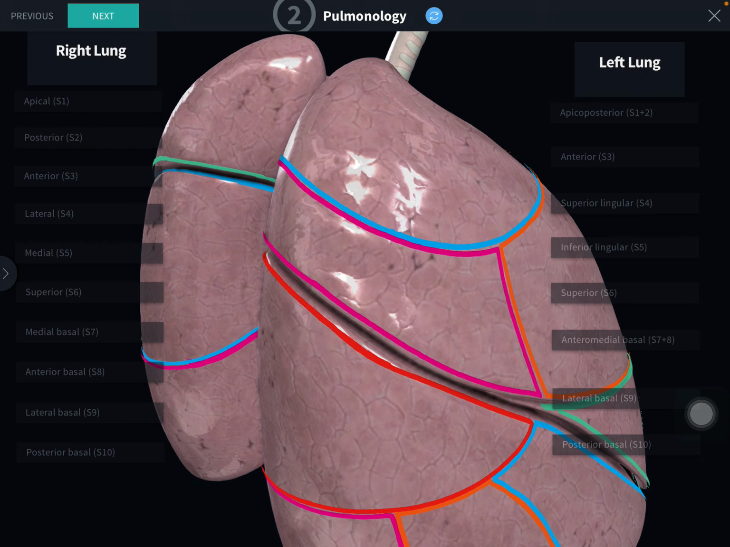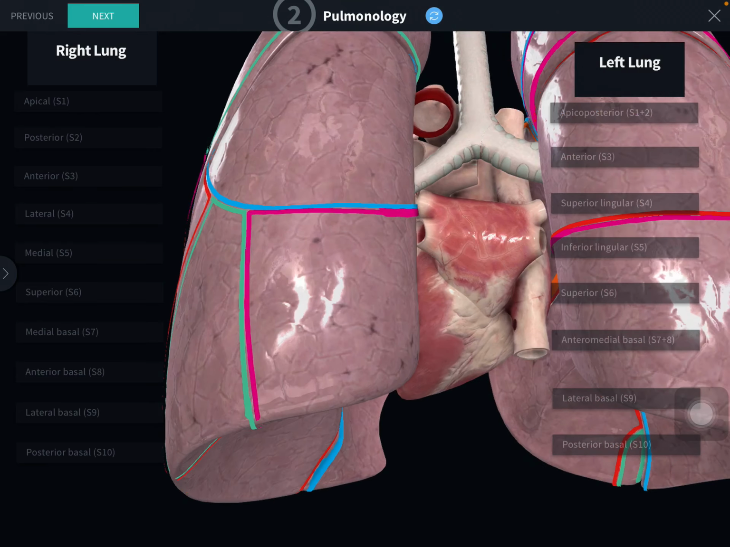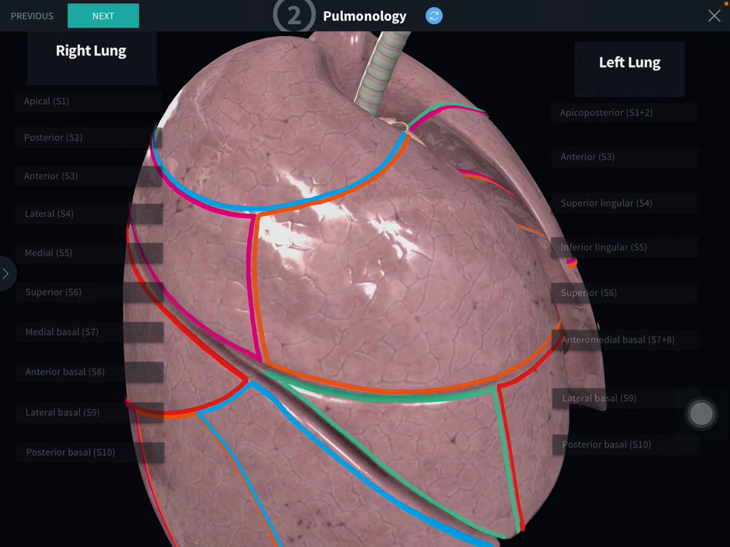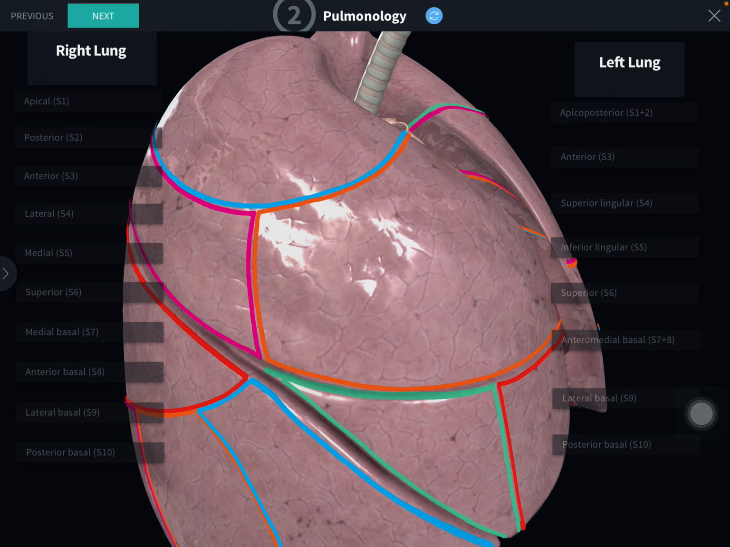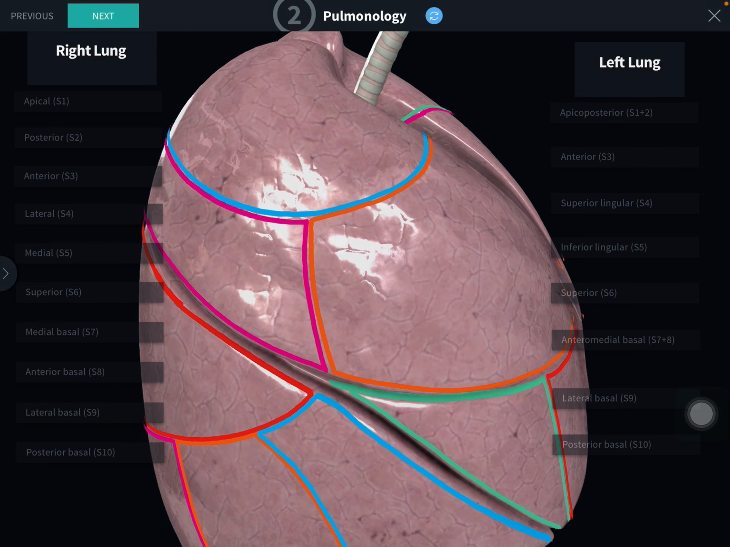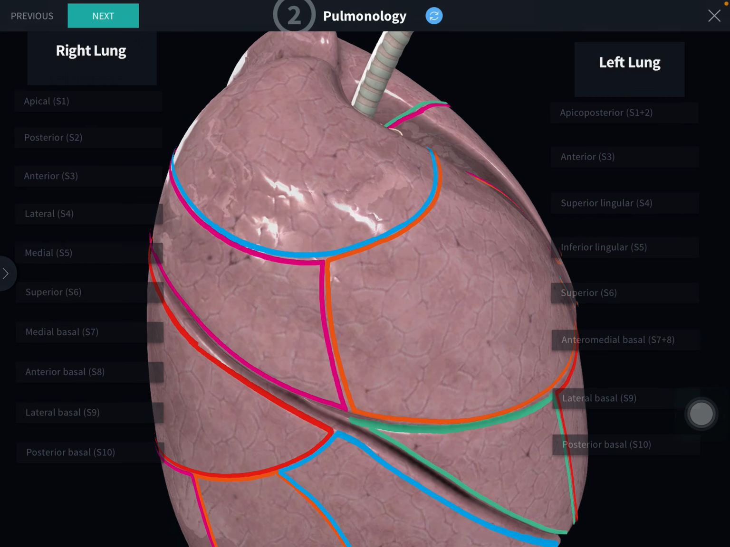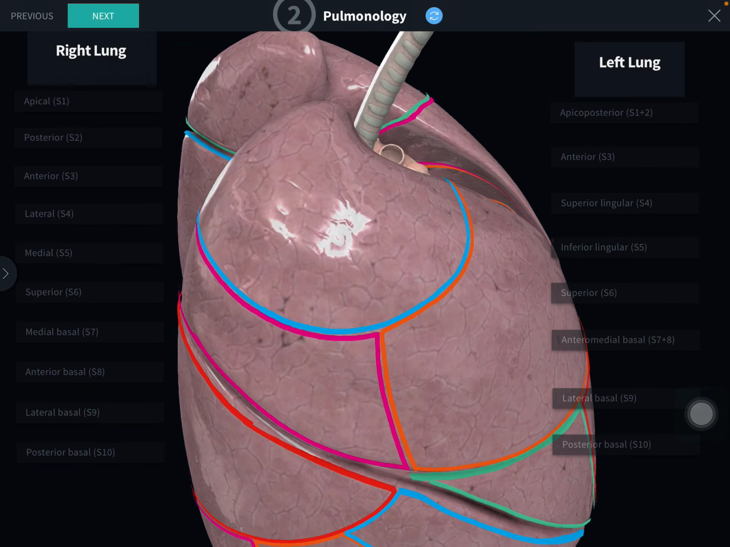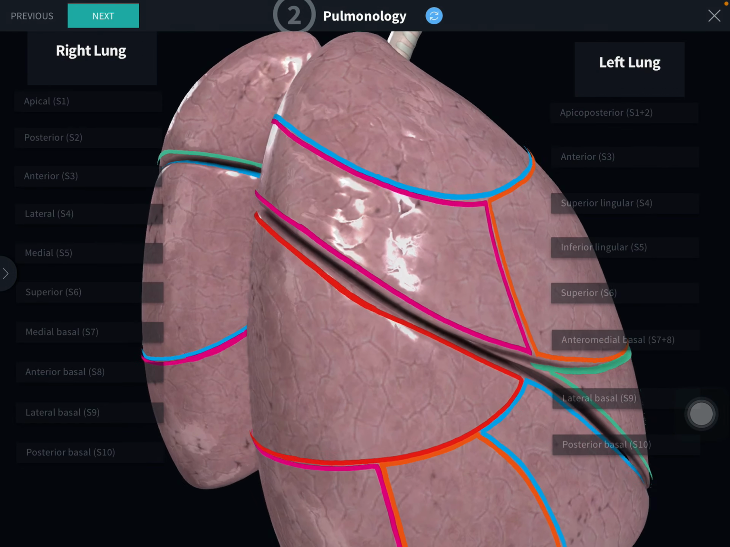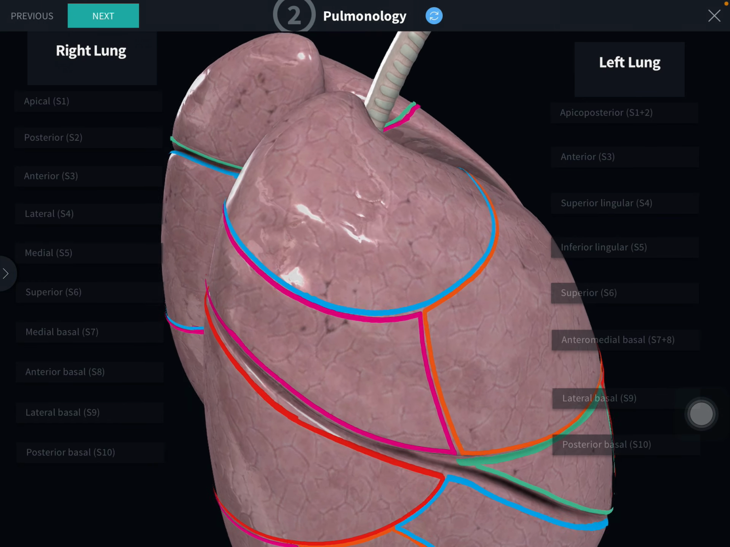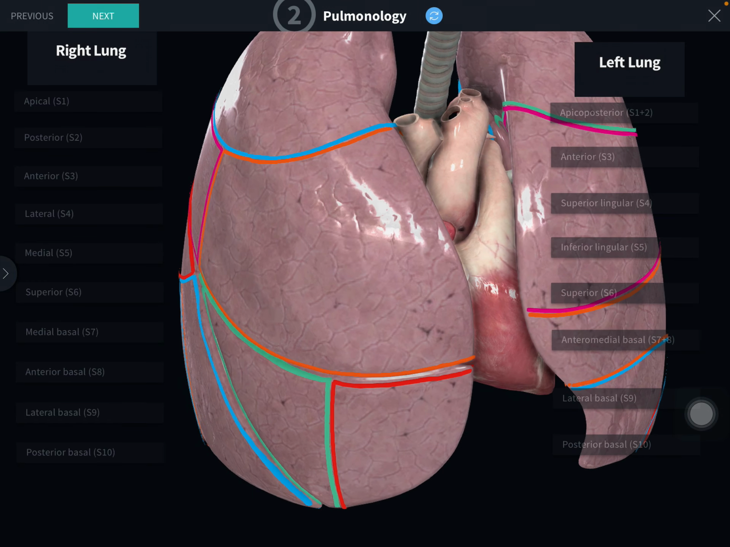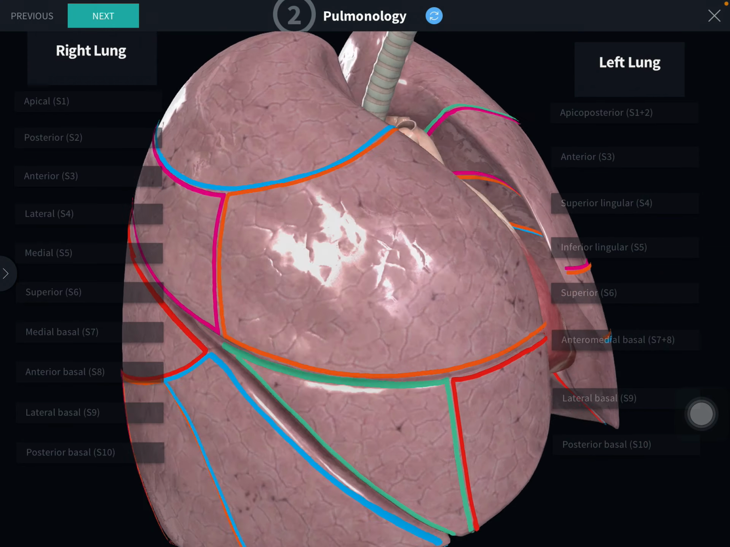The features of the bronchopulmonary segment we have covered till now. Now we will see how many bronchopulmonary segments are present on the right side and left side. First the right lung. First you see the upper lobe. The upper lobe has 3 bronchopulmonary segments: apical, then anterior and posterior. Then in the middle lobe you can see lateral and medial.